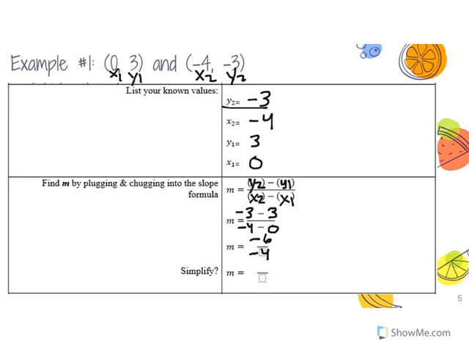Well, I see that 2 actually goes into both of these, so I'm going to divide both of them by 2. And I also know that a negative divided by a negative is a positive. So now 2 goes into 6 3 times, and 2 goes into 4 2 times. And I'm going to leave it positive because my negative divided by negative turns into positive.